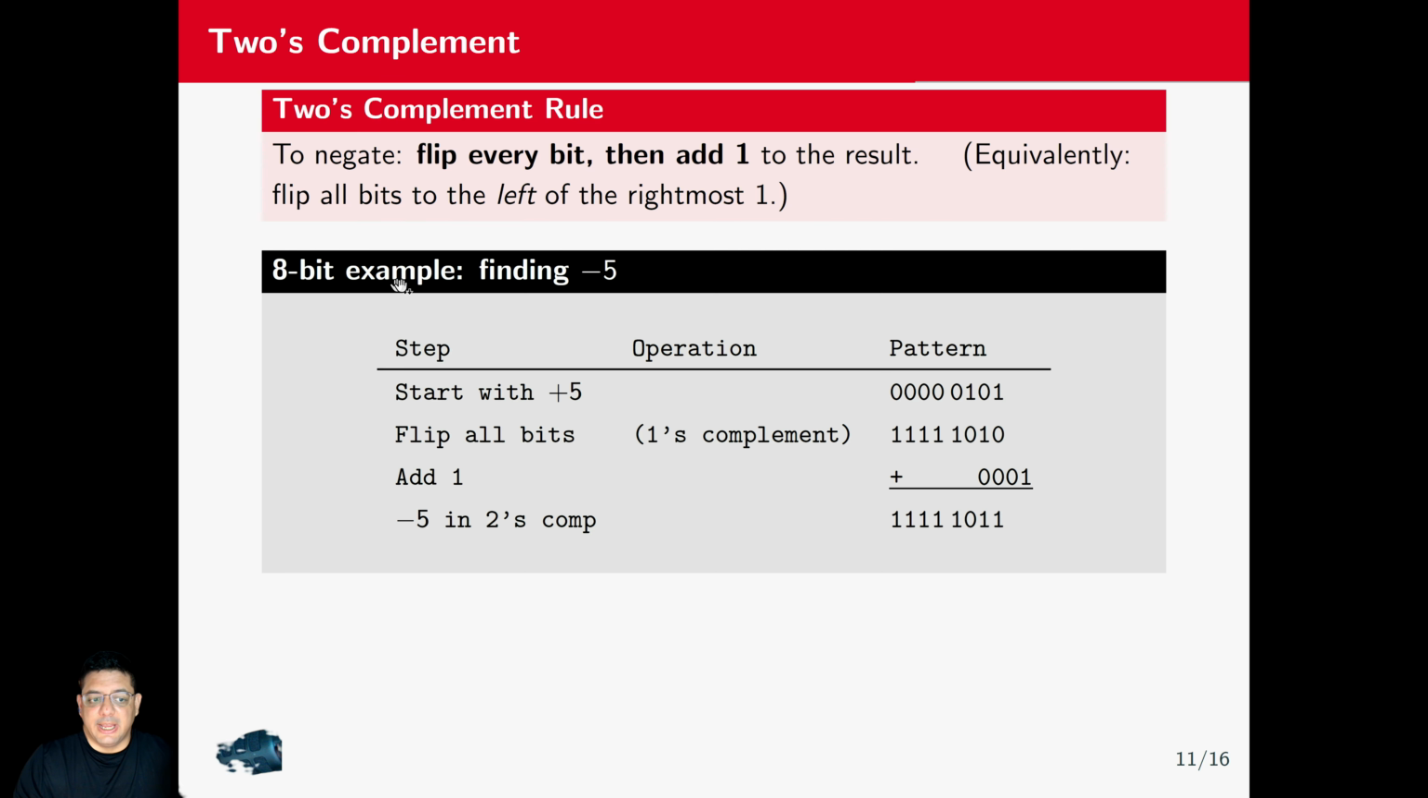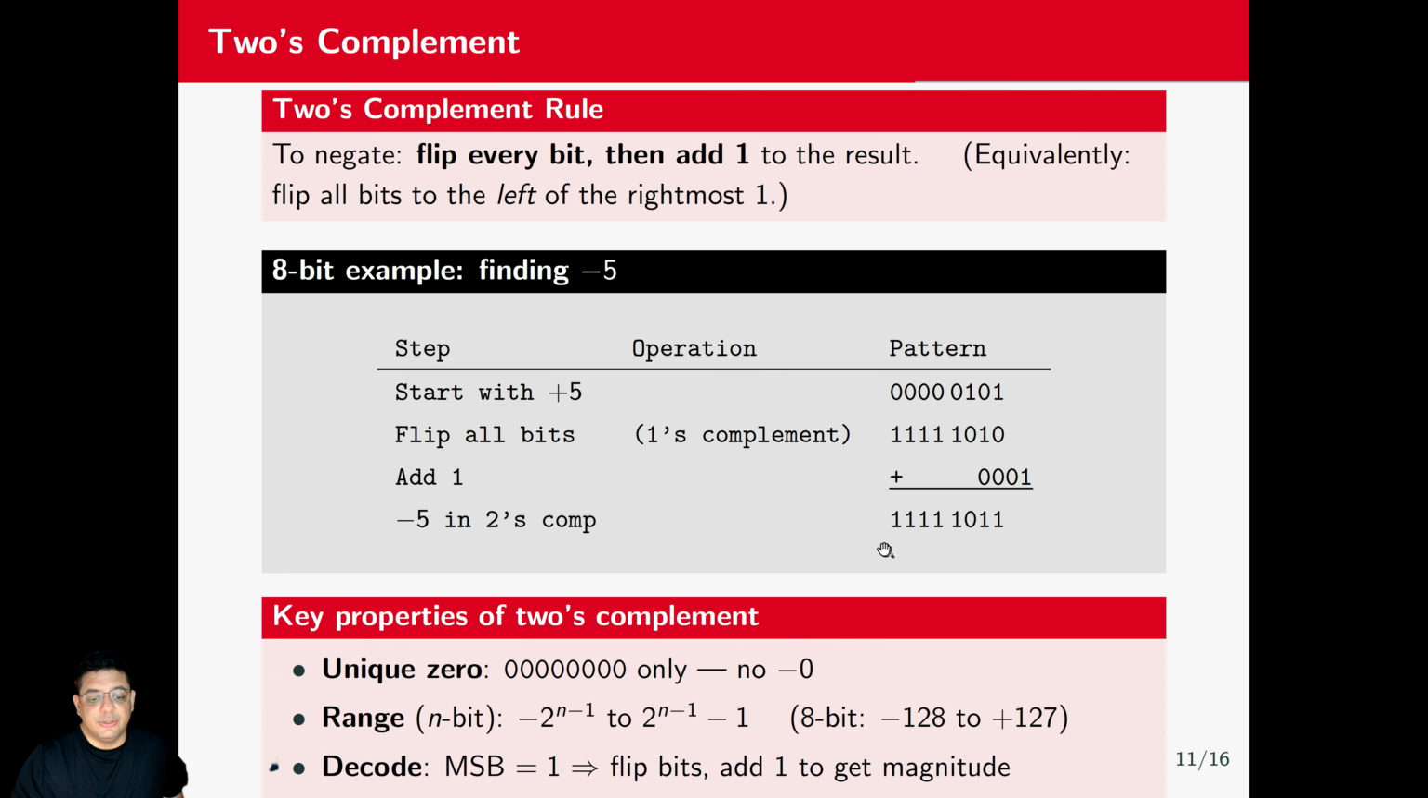So let's see an 8-bit example finding the representation for minus 5. We'll start once again with 5, the 8-bit representation of 5. Then we flip all the bits to the complement, which is going to be 1, 1, 1, 1, 1, 0, 1, 0. Then we're going to add 1, the representation of which is 0, 0, 0, 0, 0, 0, 0, 1. And once we add that, we're going to have the representation 1, 1, 1, 1, 1, 0, 1, 1. This is going to be minus 5 in the two's complement rule.